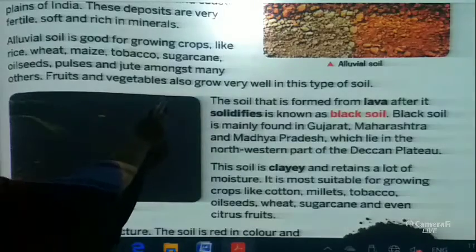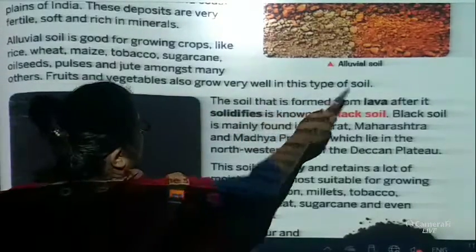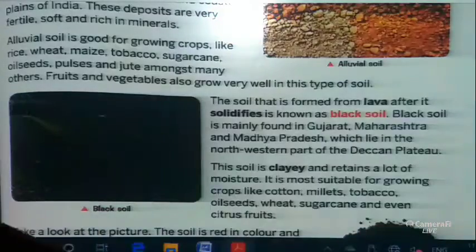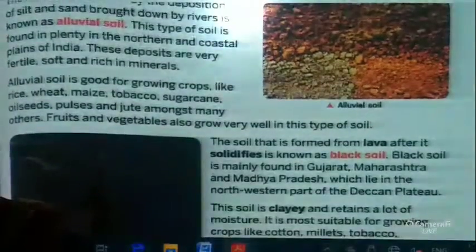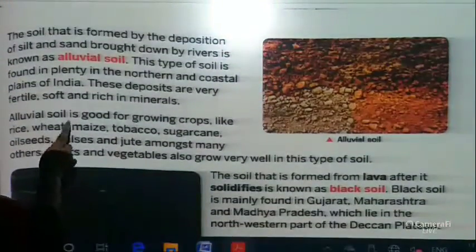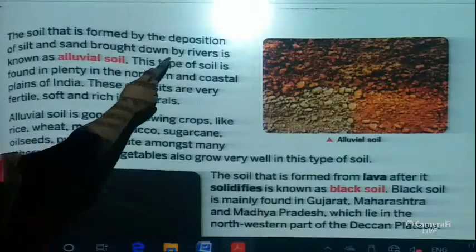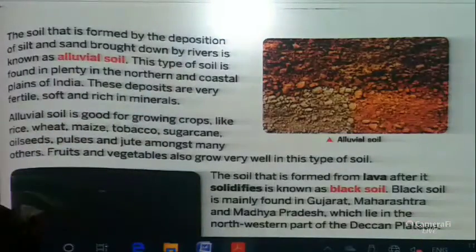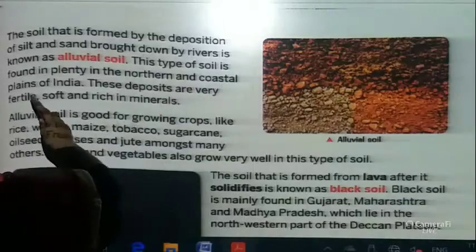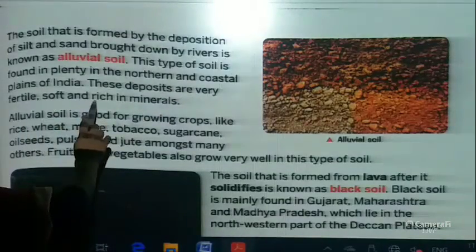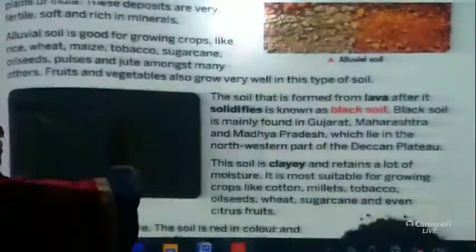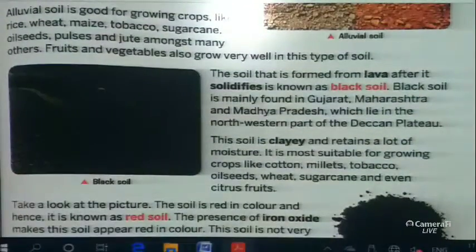Fruits and vegetables also grow very well in this type of soil. Now children, this is about the alluvial soil, which has good sand and silt. Sand and silt which is brought down by the river is the alluvial soil. It is found in the northern and the coastal plains of India. It is rich, fertile, soft and rich in minerals. Okay, this is the alluvial soil.